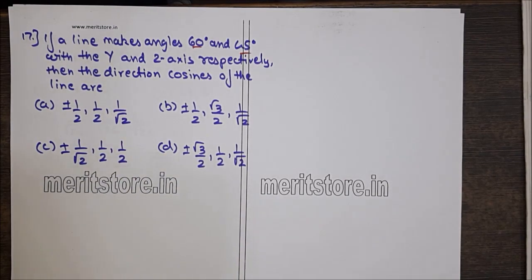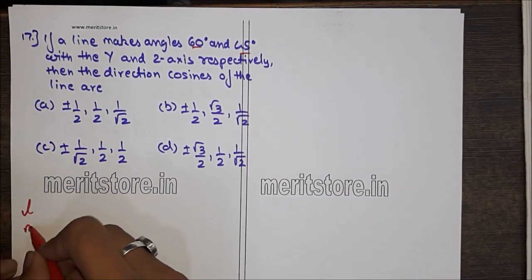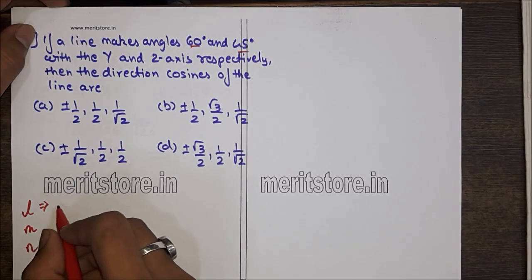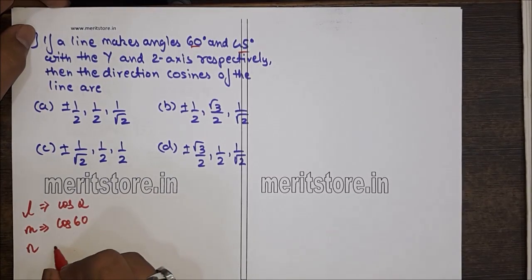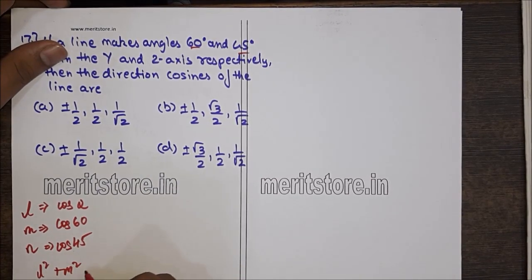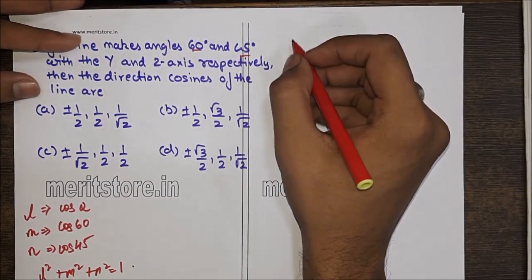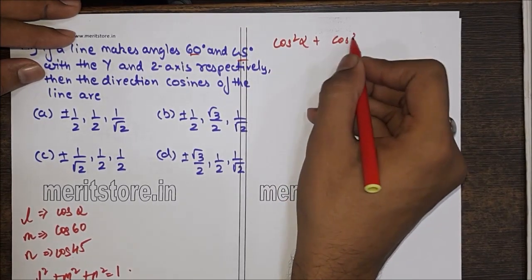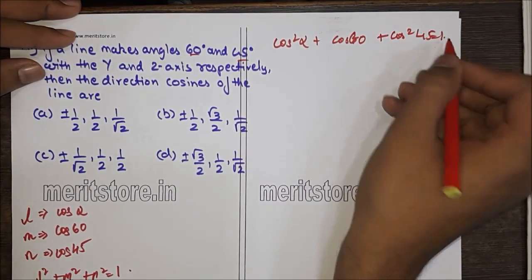So let us solve this. Let L, M, N be the direction cosines of the line. Okay, so since the value of angle of X axis is not given, we'll assume it as cos alpha. M would be cos 60, and N would be cos 45. We know that L square plus M square plus N square is equal to 1. So we'll further solve it and we'll get cos square alpha plus cos square 60 degrees plus cos square 45 degrees is equal to 1.